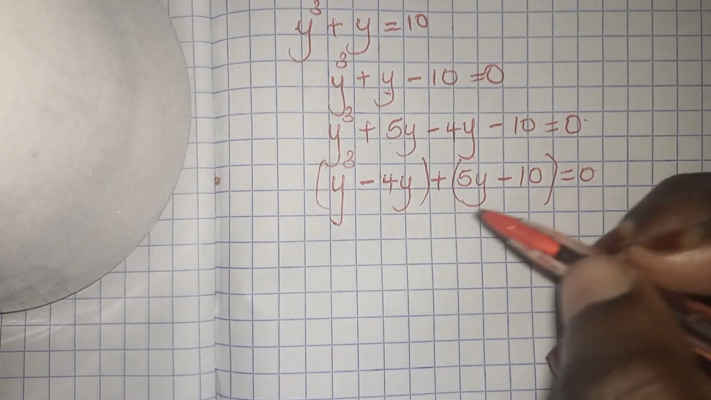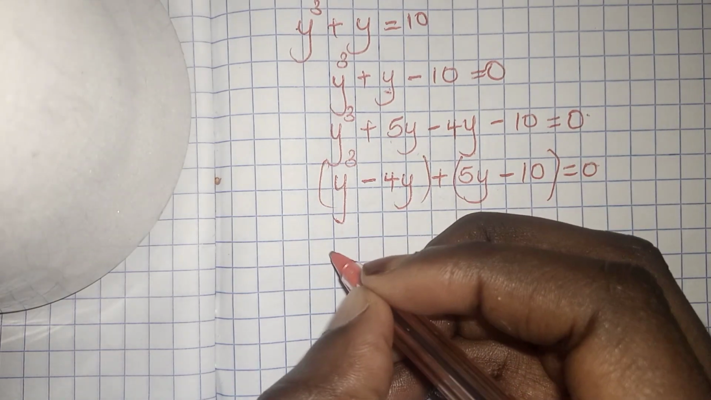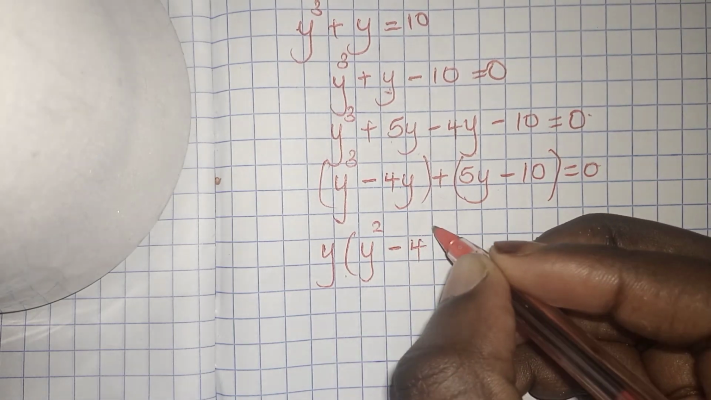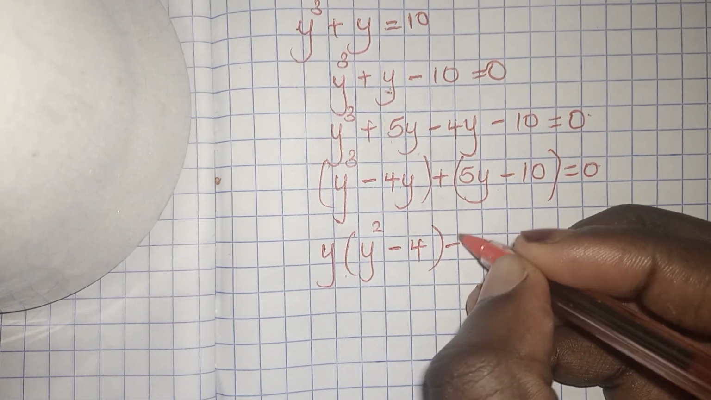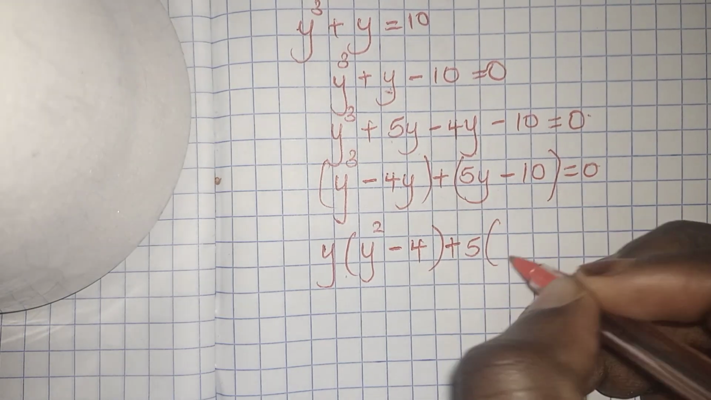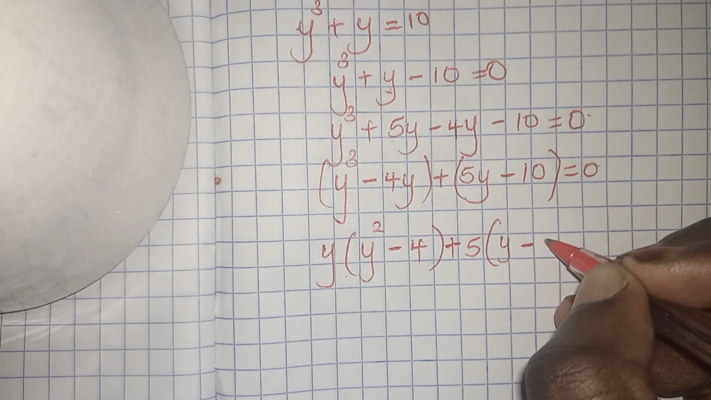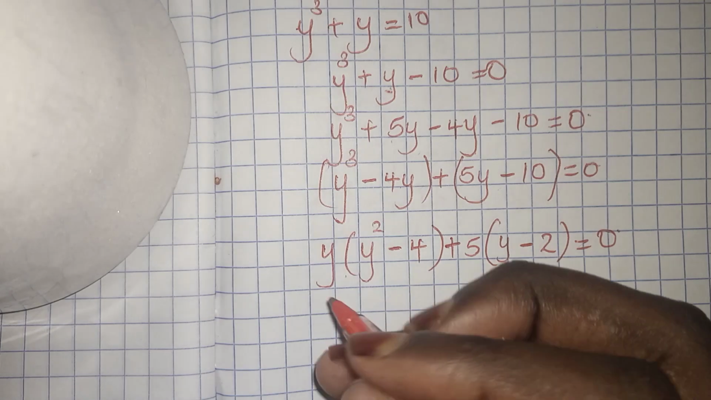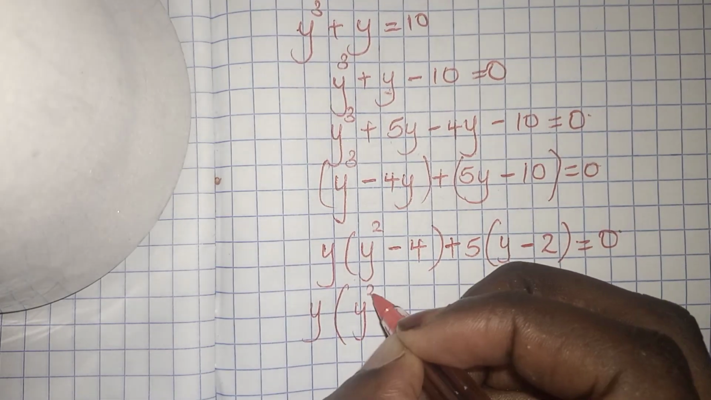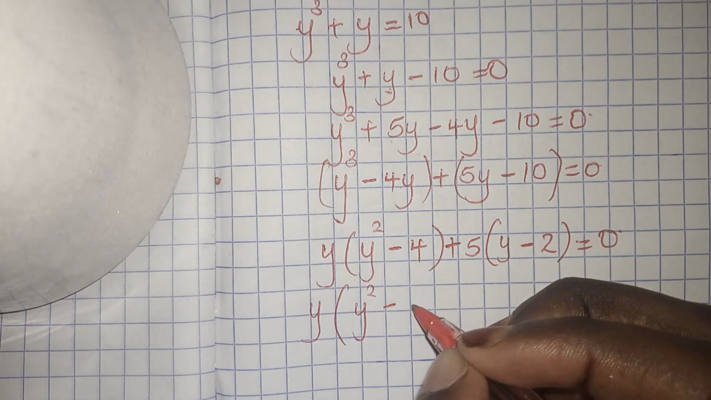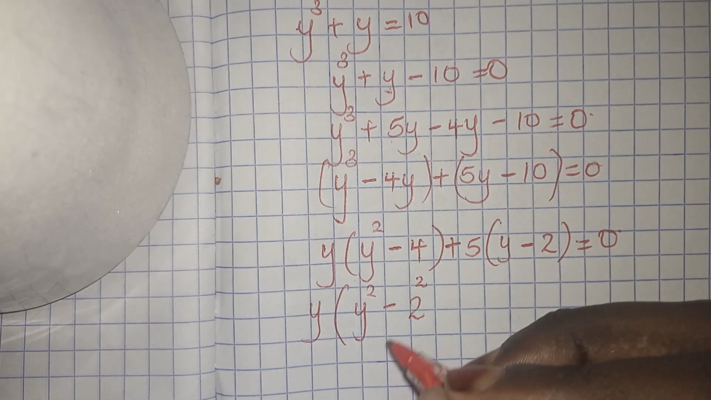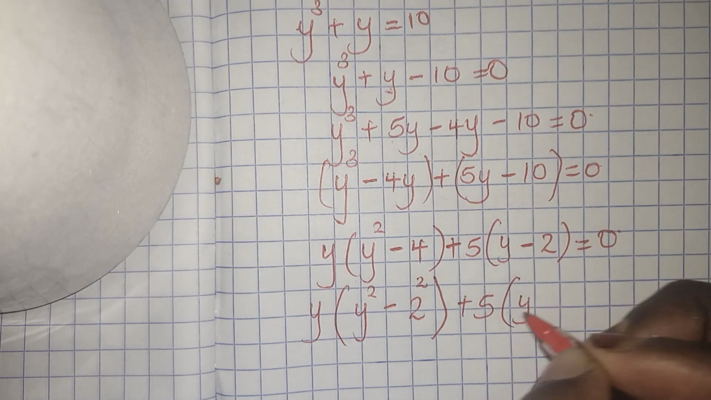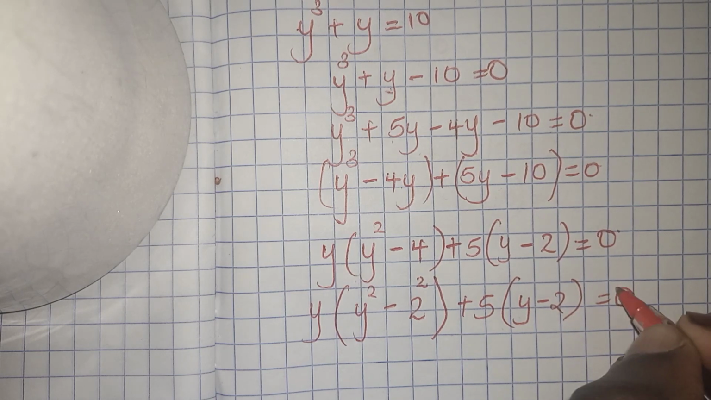Our next step, so let us factor out y. So y is common here, so this will be y into y squared minus 4, and on this side 5 is common, so we are factoring it out. This gives us y minus 2 is equal to 0, right? So our next step, y into y squared minus this 2, we can write it as 2 to the power of 2. So this becomes 2 squared, plus 5 into y minus 2 is equal to 0, right?